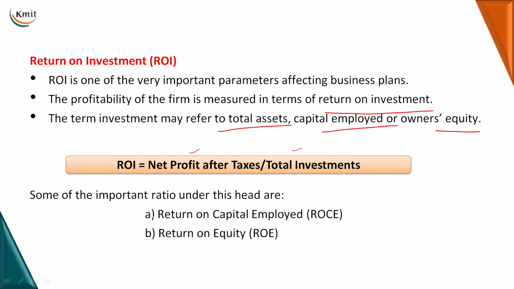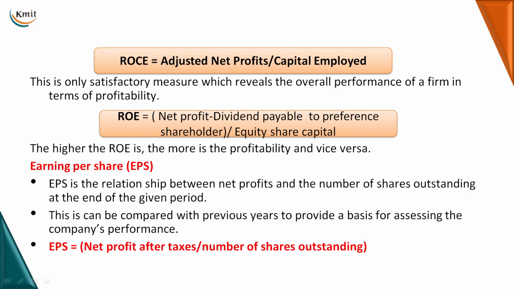Some of the important ratios under this head are return on capital employed and return on equity. Return on capital employed is adjusted net profit divided by capital employed. It is a satisfactory measure which reveals the overall performance of the firm in terms of profitability. ROE is net profit minus dividend payable to preference shareholders divided by equity share capital. Higher the return on equity is, the more is the profitability of the firm, and vice versa.